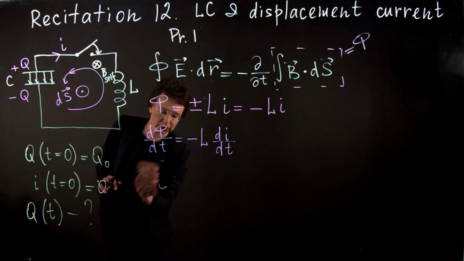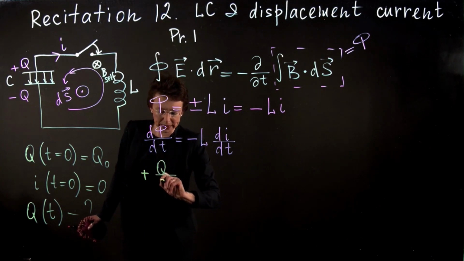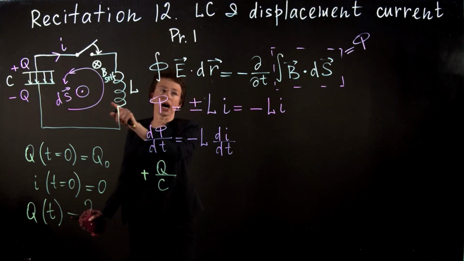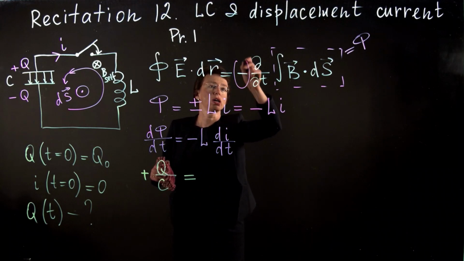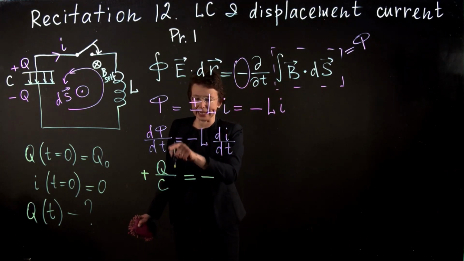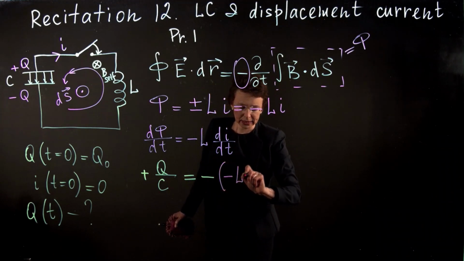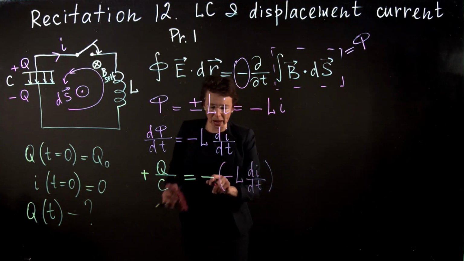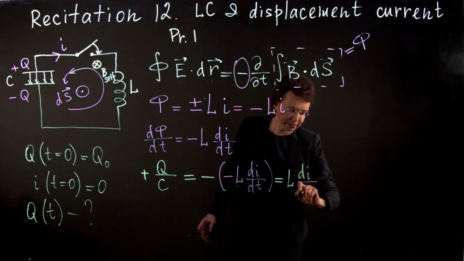Let me use a different color to write it down. So it is plus Q over C. Then this is E dot dr. This is equal to minus, from Faraday's law, d phi dt, and d phi dt is minus L di dt. Minus minus is plus, so I have L di dt.